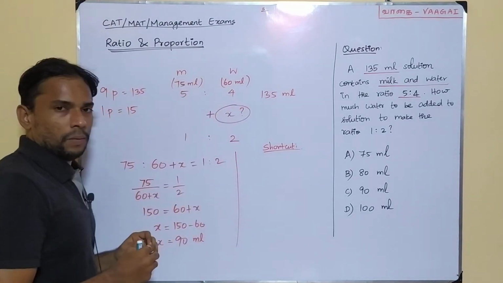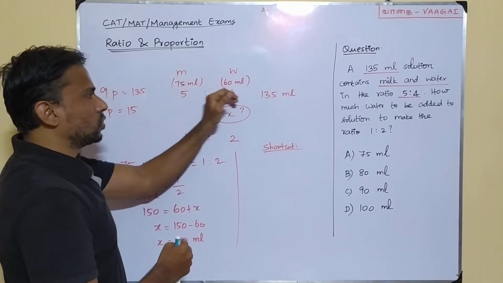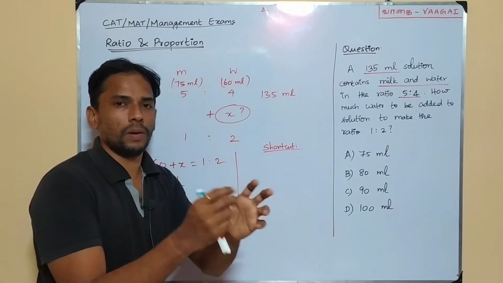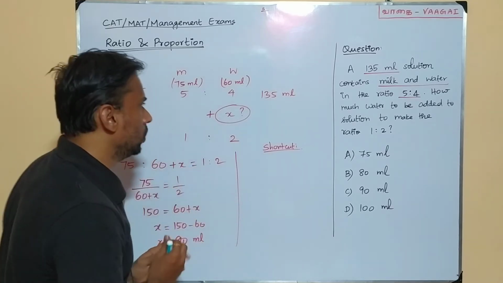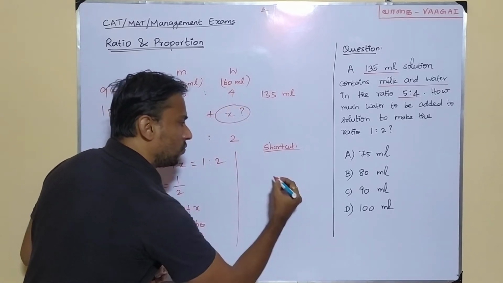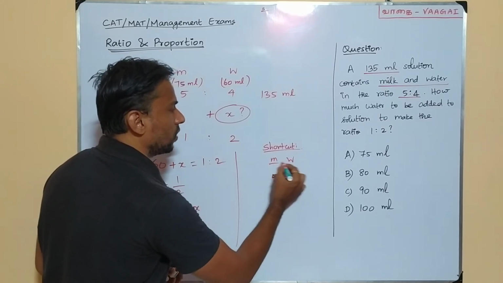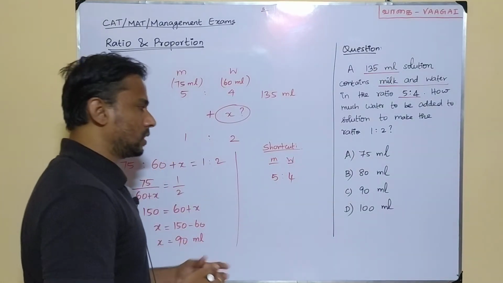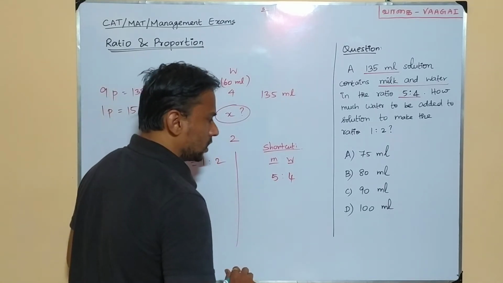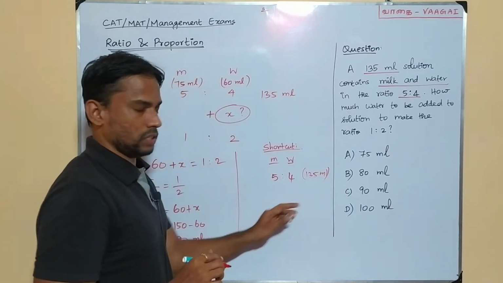So again, let's start from the beginning. We have milk and water in the ratio 5:4, and that is given to be 135 ml. Now closely watch what I'm going to do. I'm going to take this milk and water initial ratio, 5:4. So this is milk and this is water, 5:4. And this 5:4 is given to be 135 ml. That I'll note separately. So this is 135 ml.